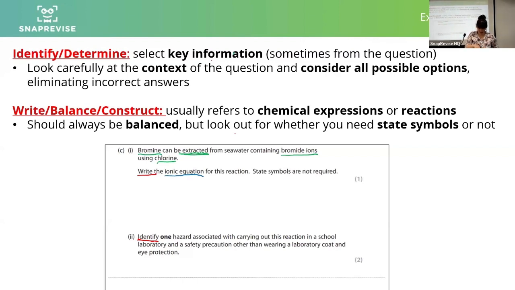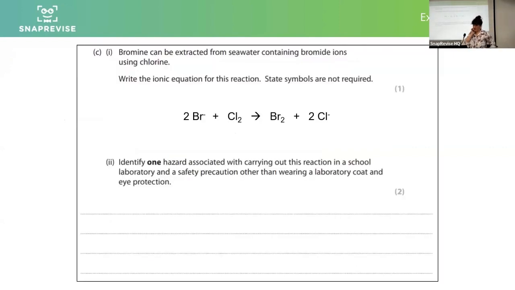Specifically, the directions also say it's got to be something other than wearing a laboratory coat. It's got to be useful in a school laboratory, and other than wearing a lab coat and eye protection. So what might you put for that? Let's have a look. If you were giving an ionic equation, you need to make sure you've not included your spectator ions and that you've got a balanced equation otherwise. So 2Br⁻ + Cl₂ → Br₂ + 2Cl⁻ would be our ionic equation.